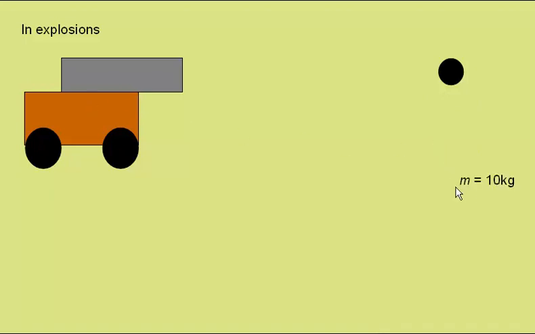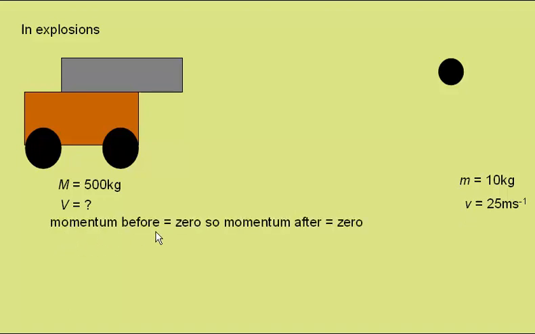If the cannonball has a mass of 10 kilograms and a velocity of 25 meters per second, the cannon a mass of 500 kilograms, and we're asked to find the velocity. You'll notice I've used uppercase letters for the cannon, lowercase letters for the cannonball. We know that the momentum before the explosion was zero, so by conservation of momentum, the momentum after the explosion must also be zero.